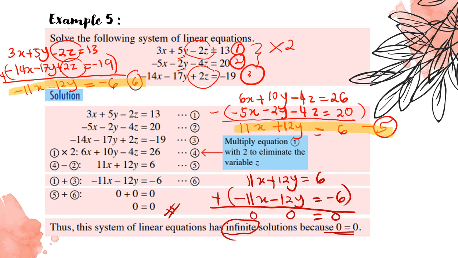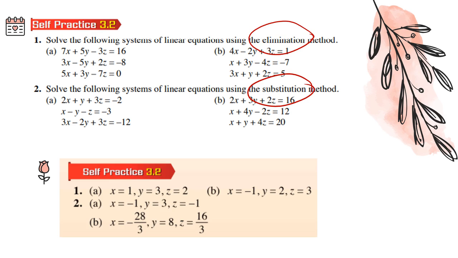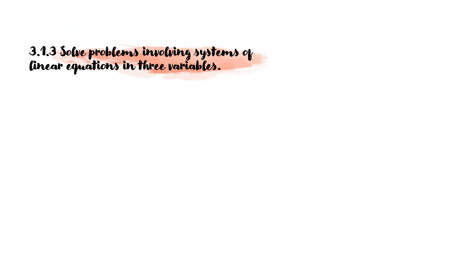So now we have covered 3 types of solution for a system of linear equations in 3 variables. Please try self practice 3.2. Solve the following system of linear equations using the elimination method, and then please do the substitution method. So you can check your answer. And lastly, solve problems involving a system of linear equations in 3 variables.